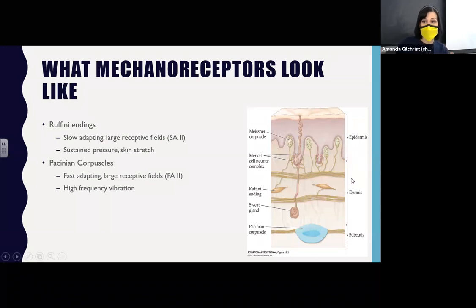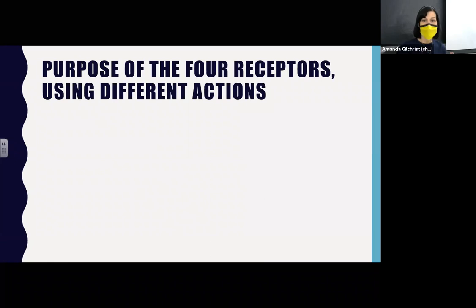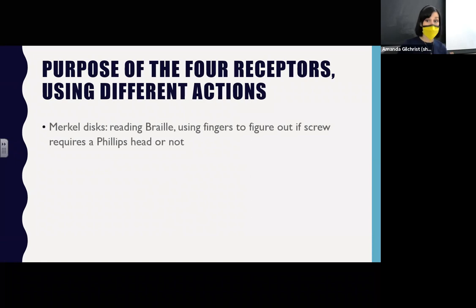So those are going to be embedded throughout here, but we're largely just focusing on the mechanoreceptors. Did that help? That picture was useful. I like useful pictures. So let's talk about the purpose of the 4 receptors using different types of actions.